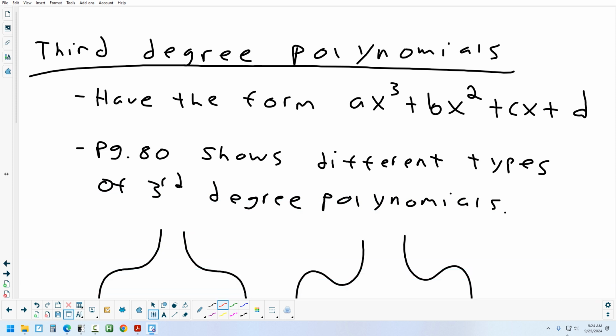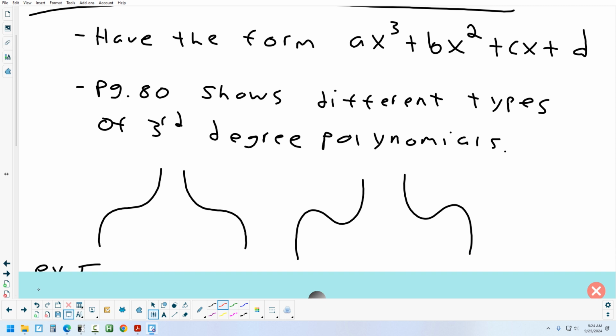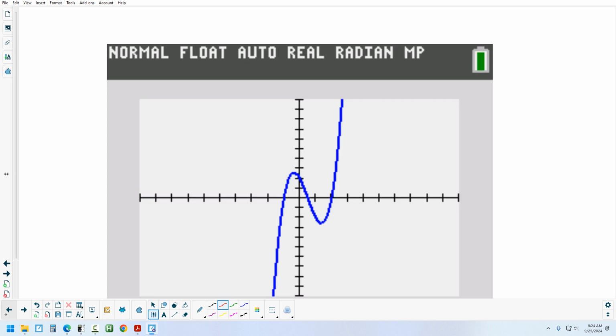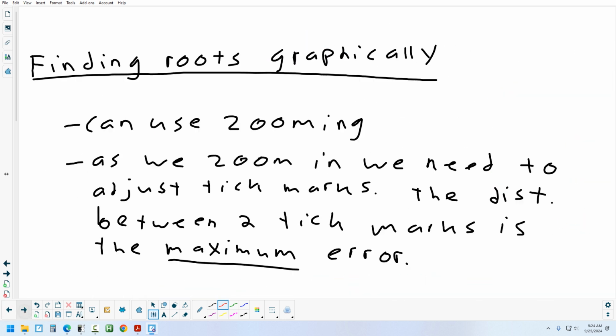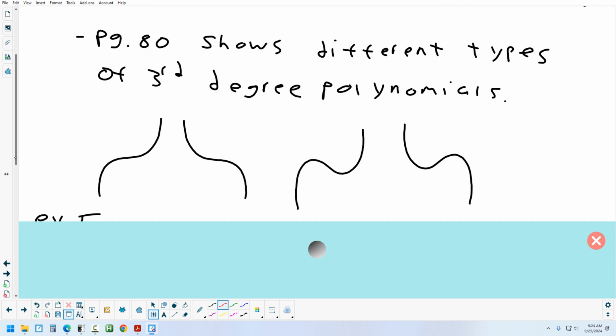So page 80 shows some different kinds of polynomials. That's generally what cubic polynomials look like. The first one that we did on the board, it curved, turned down, and then turned back up again. Okay, I think I still have a picture of it. Yeah, right there. So it kind of looked like the one I drew. They can also curve the opposite way, kind of come down, up, down. This one is up, down, up.